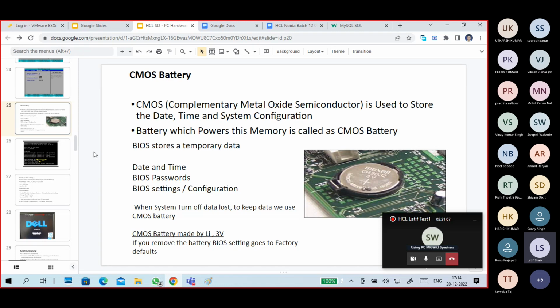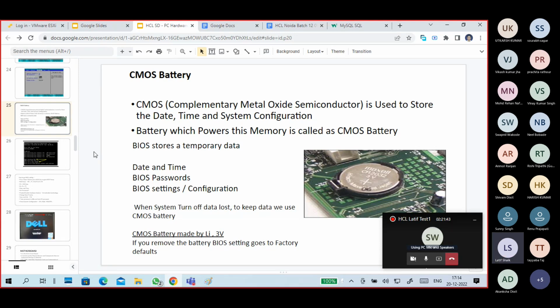Because of this continuous power to your BIOS chip, even if you shut down your computer, there is a power supply to your BIOS chip. Now the data still remains. The date and time continuously run. Your passwords will be there, and your BIOS settings and configurations remain as they are. That's why we are using this battery. Okay, guys, the battery is a 3 volt lithium battery.